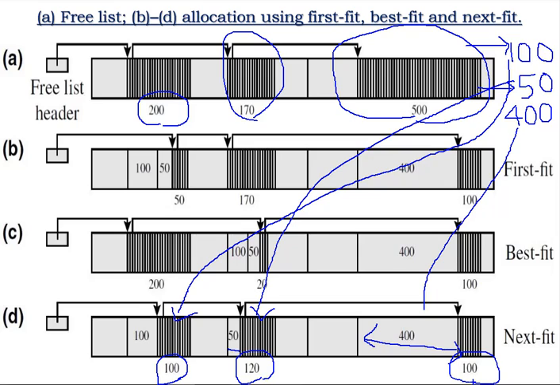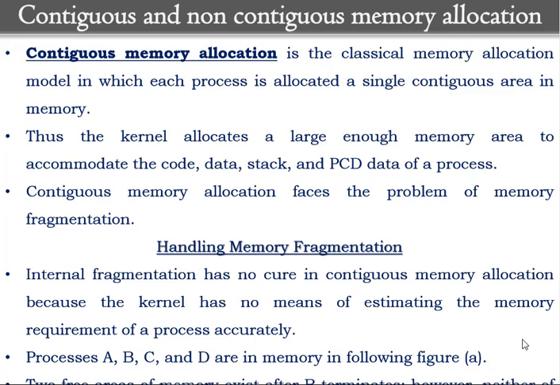So this is how these three different techniques are used by the operating system for allocation of newly arrived processes. Here we conclude today's lecture. In the next lecture we will discuss continuous and non-continuous memory allocation.